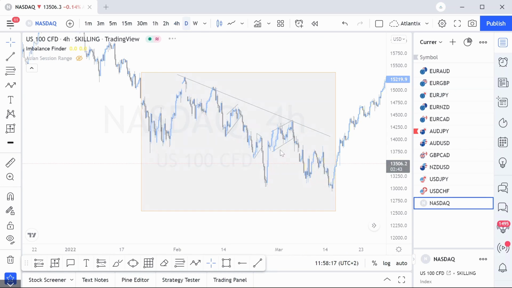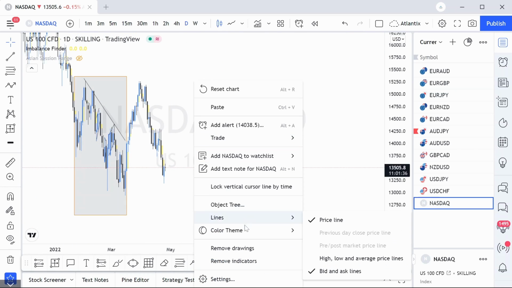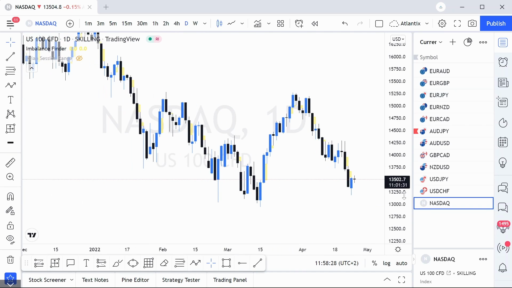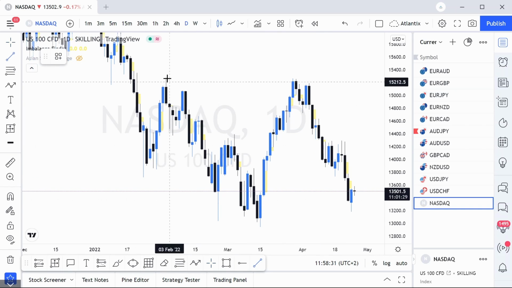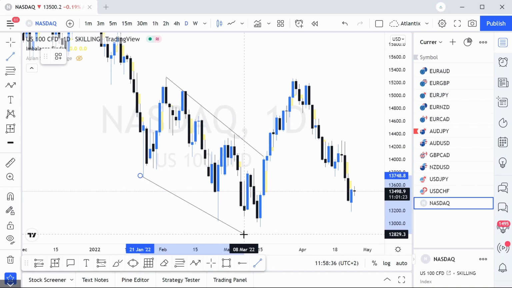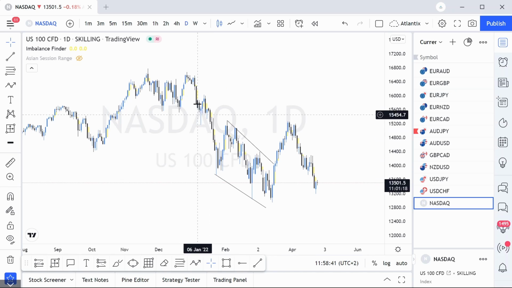So if we go back to the daily chart, and let's remove these drawings. Now, if you go back to the daily chart, overall, you could see that in this price action, we're beginning to see a slowdown because we had a lot of candles that were dropping. We had fewer candles dropping here.